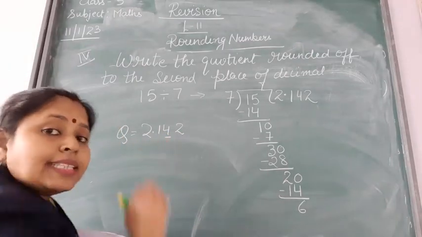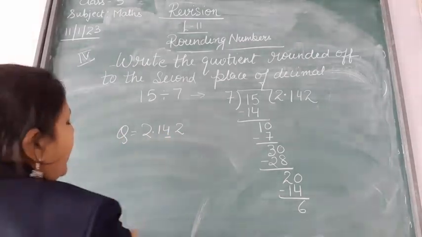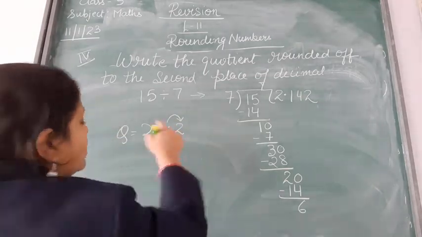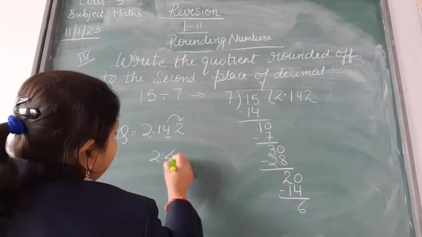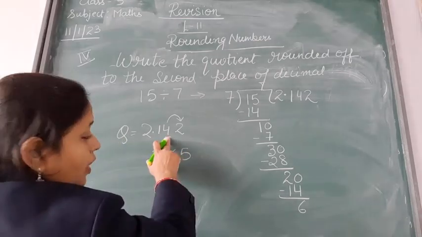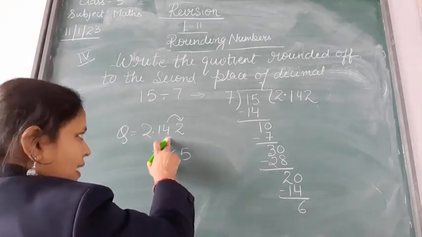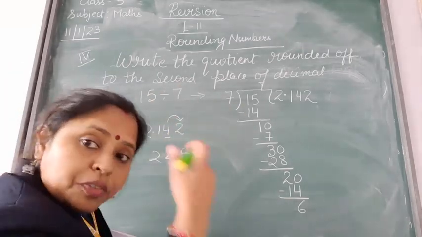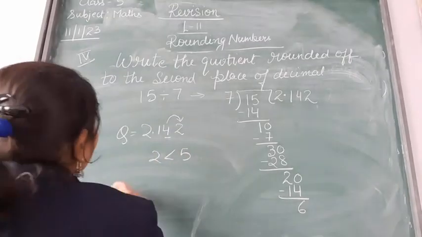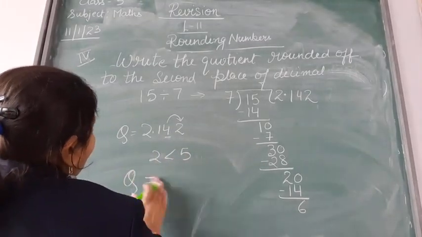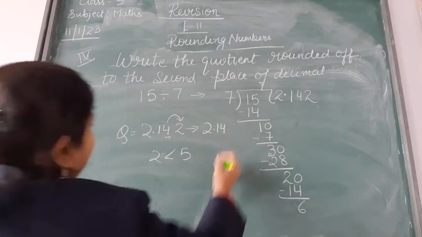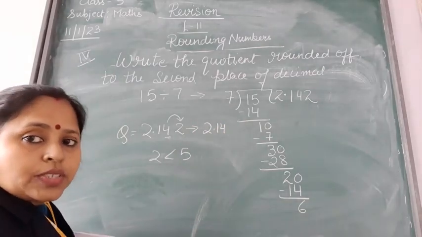So what is the digit at the second place of decimal? It is 4, right? And now we will check the digit on the right hand side of the second place of decimal. What is it? It is 2, but 2 is less than 5. So we will write 4 as it is. We will not add 1 to the digit at the rounding off place. Okay, so we will write 4 as it is, and we will drop all the digits on the right hand side of the rounding off place, right? We will drop them, we will not write them. So our final answer will be 2.14. I hope you have understood this question very well.